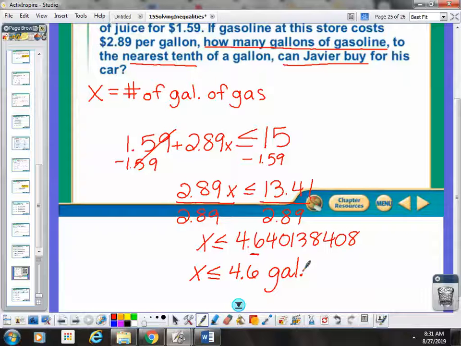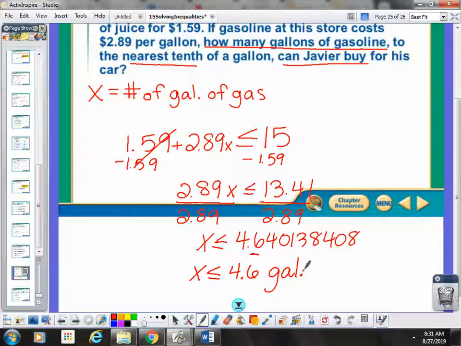Does he have enough money to purchase 5 gallons of gas? No. It says the number of gallons of gas, which is x, has to be less than or equal to 4.6. Does he have enough money to purchase 3 gallons of gas? Yes. The number of gallons has to be less than or equal to 4.6, and 3 is less than that. Could he purchase 4 gallons of gas? Could he purchase 4.5 gallons of gas? Yes, as long as that is less than or equal to 4.6, we're good.